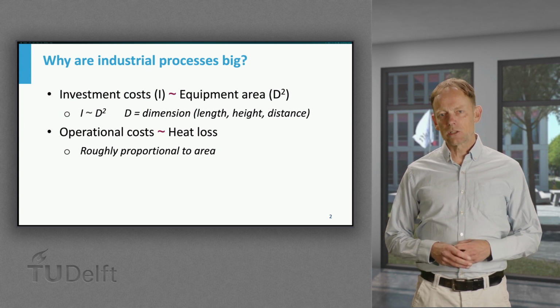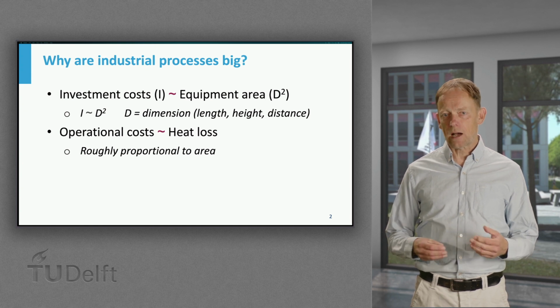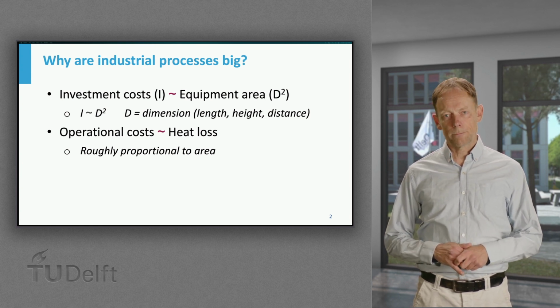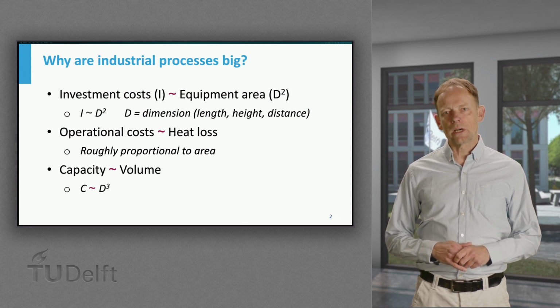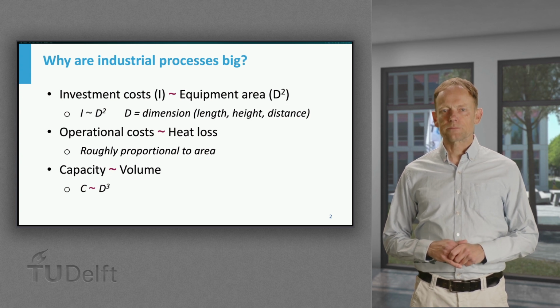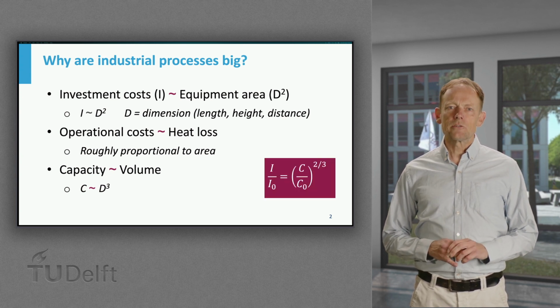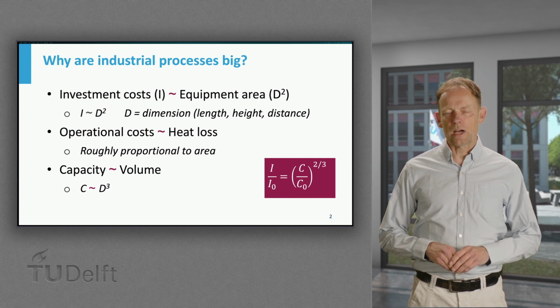Further, instrumentation costs scale with the number of reactors, not their size. Capacity, however, scales with volume. So we see that upon scale-up, the total costs go down with capacity to the power 2/3. In general, depending on the specific equipment, this factor is between 0.5 and 1.